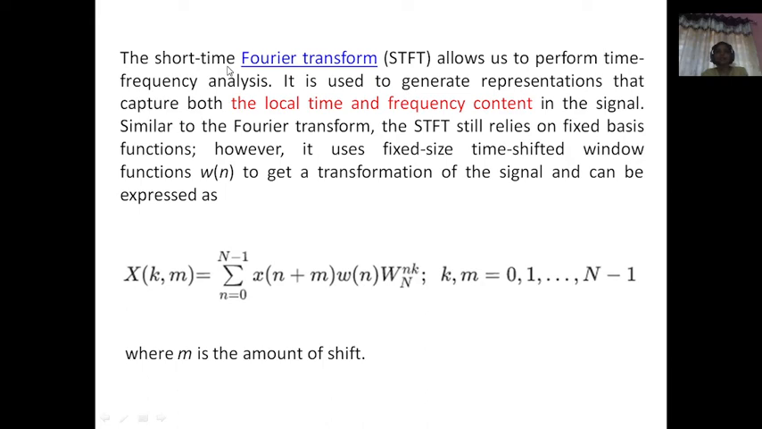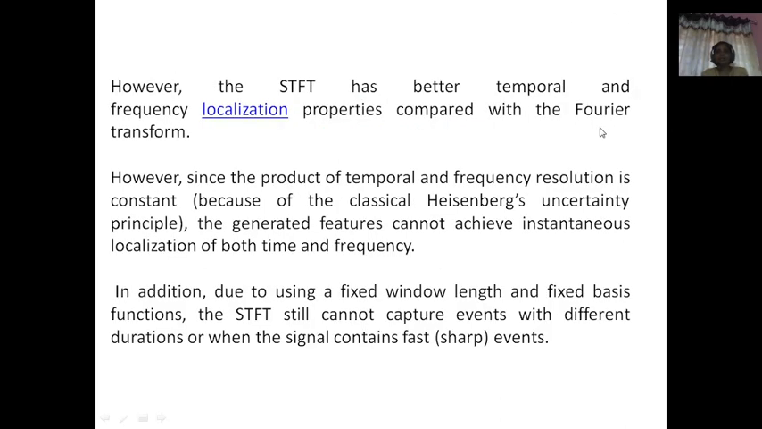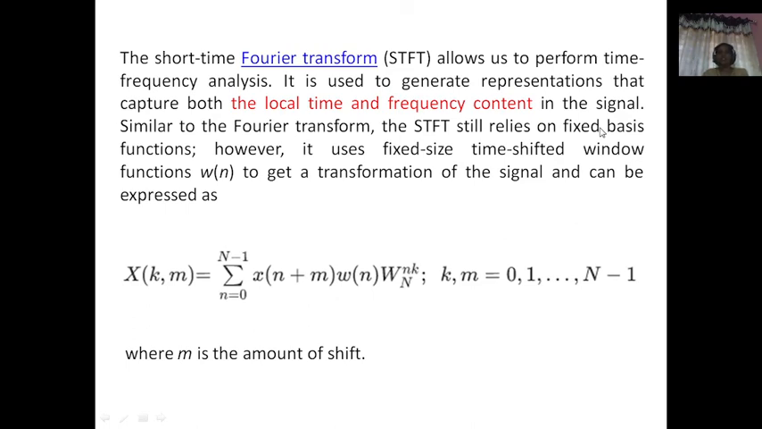Then the short time Fourier transform allows us to perform time frequency analysis. It is used to generate a representation that captures both local time and frequency content. In this way, whatever the Fourier series, Fourier transform, DFT missed, the time parameter, we are able to have those details also. That means the local time and frequency content in the signal can be obtained by using this Fourier transform, which is applied for a short time, not the entire time.